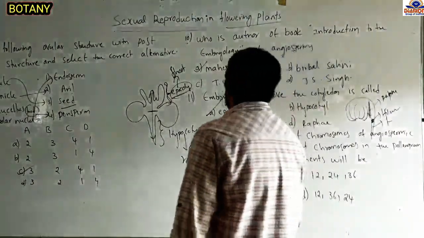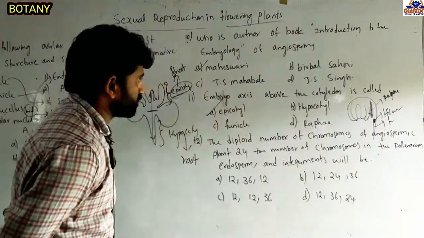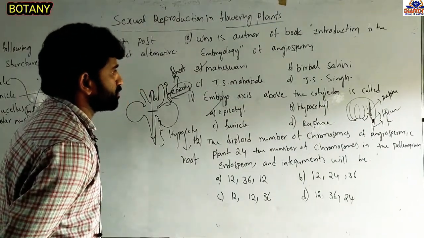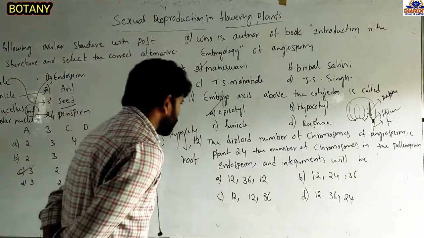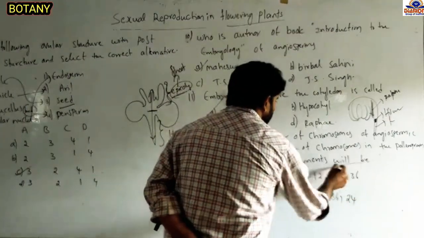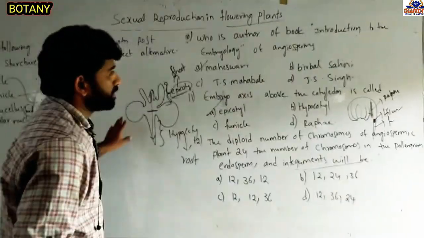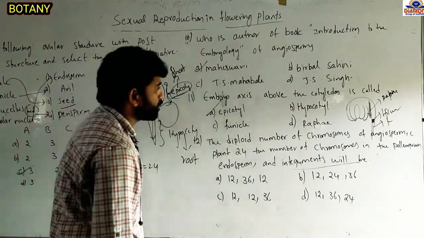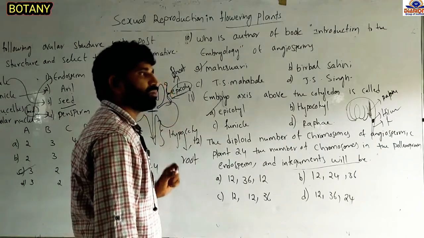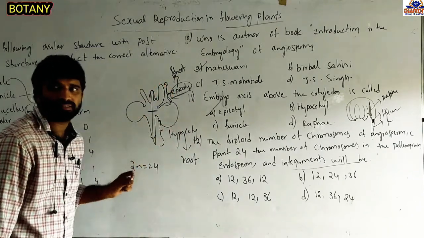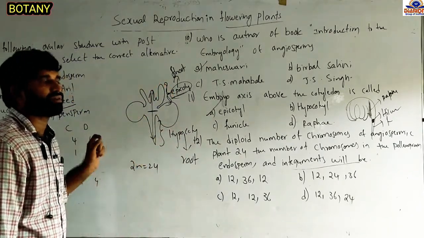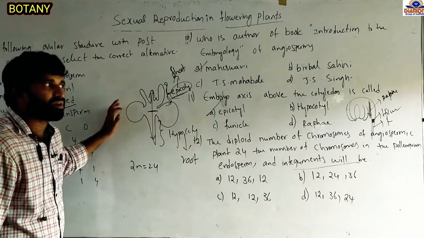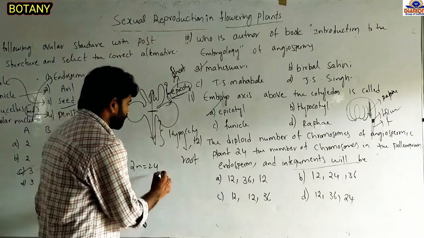And the next question. The diploid number of chromosomes of an angiosperm plant is 24. The number of chromosomes in the pollen grain, the endosperm and the integuments will be. See now, if the plant's diploid chromosome number is 24, we have to identify the chromosome number in the pollen grains. Pollen grains are present in a haploid condition, produced by the process of meiotic division in the anthers.